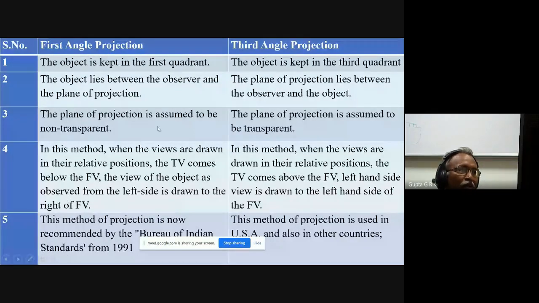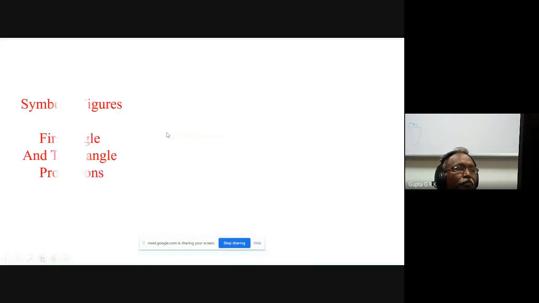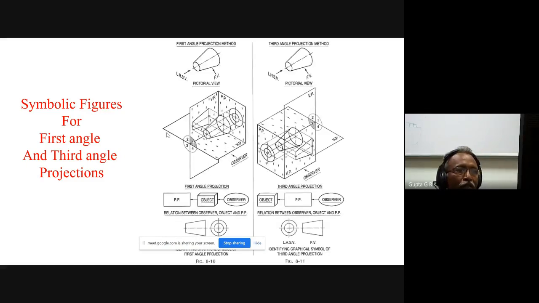Okay, so now we are drawing in the first angle projection. And third angle projection is used in the USA and also in some other countries. And the symbolic figures, actually, I didn't show you, I will show you this.